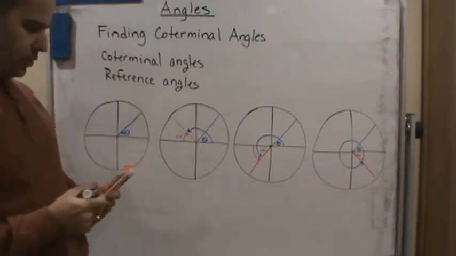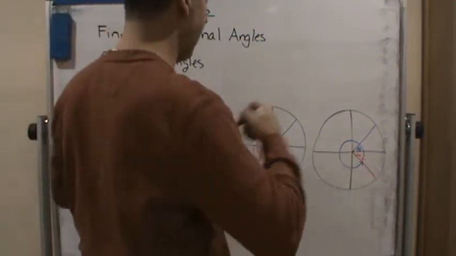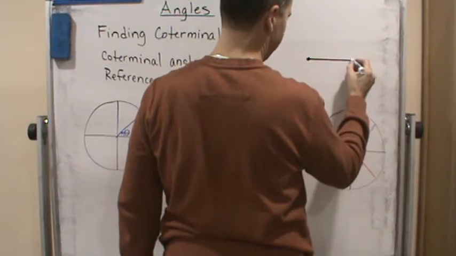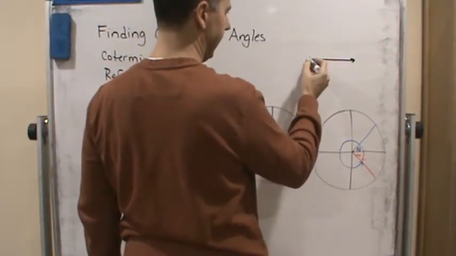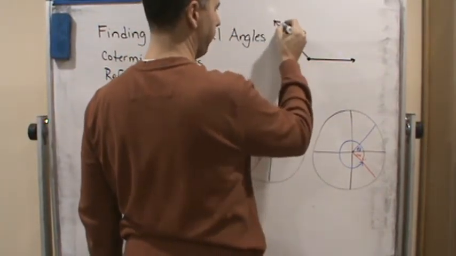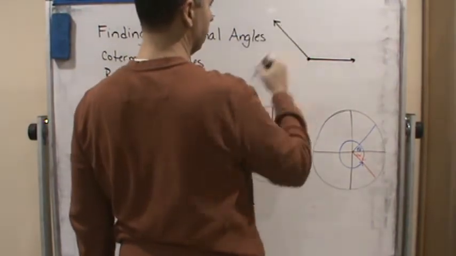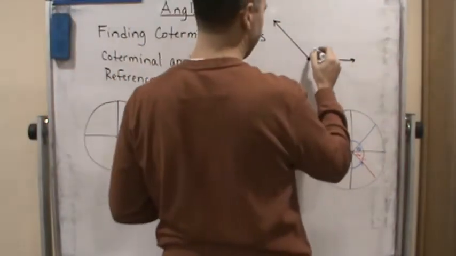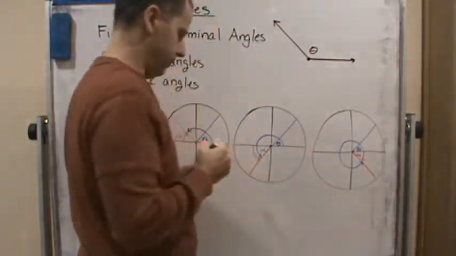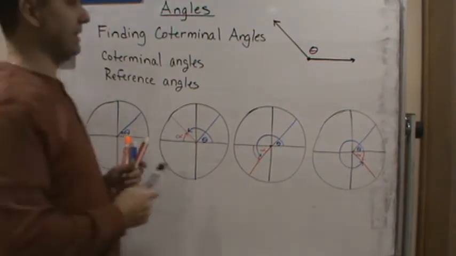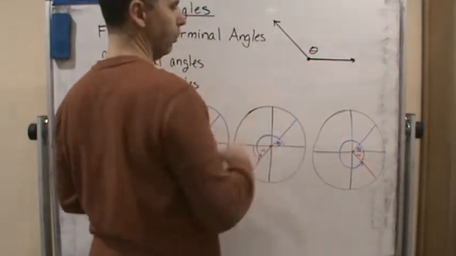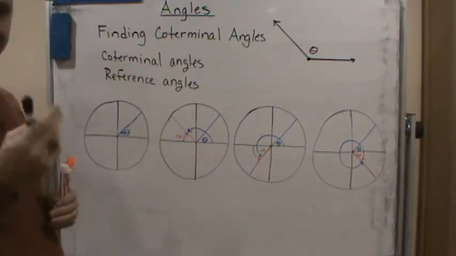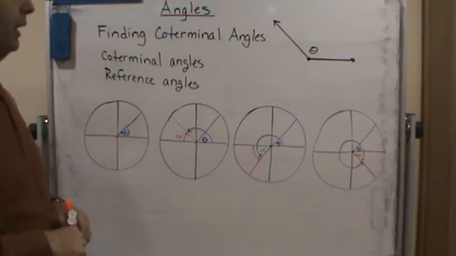And so let's use an example here. If I have an angle, right? Let's say we have our initial side, and I have another side here, right? And so we have our standard angle, and we have theta. Then any other angle that has the same terminal side will also represent the same angle, and therefore we call those coterminal. They end at the same place, coterminal, right?